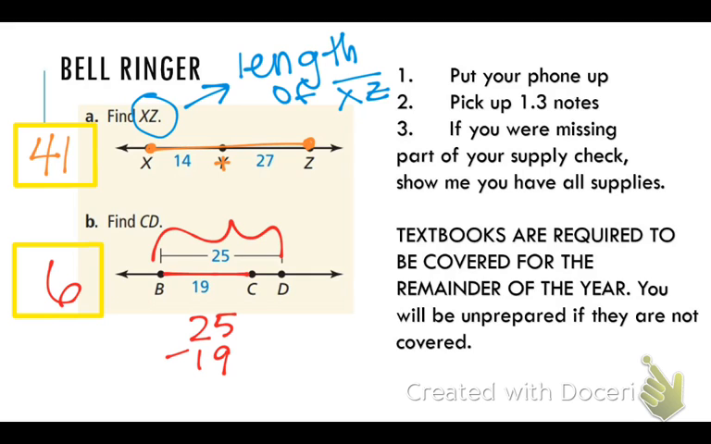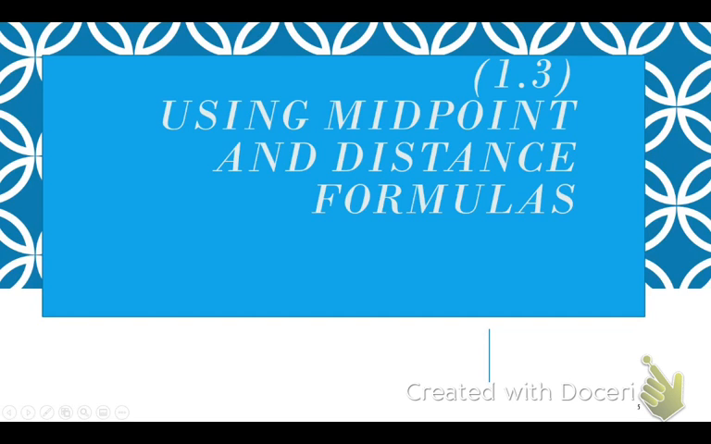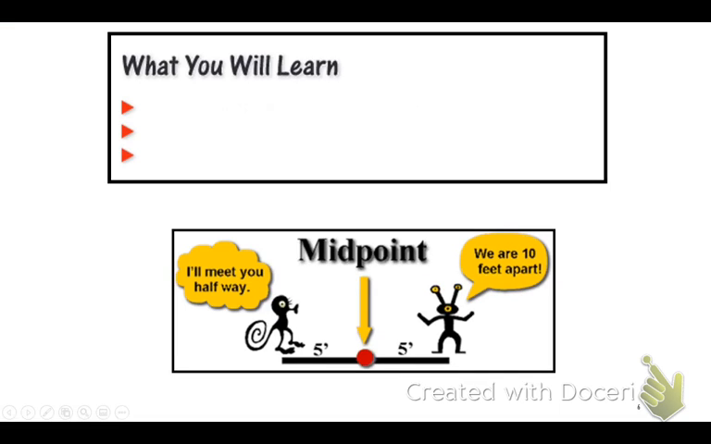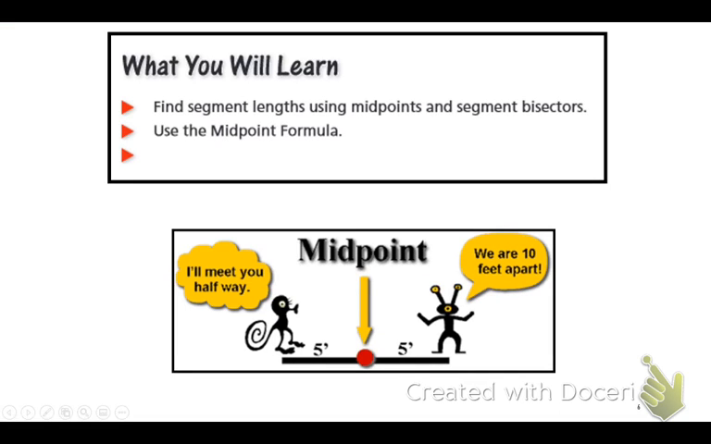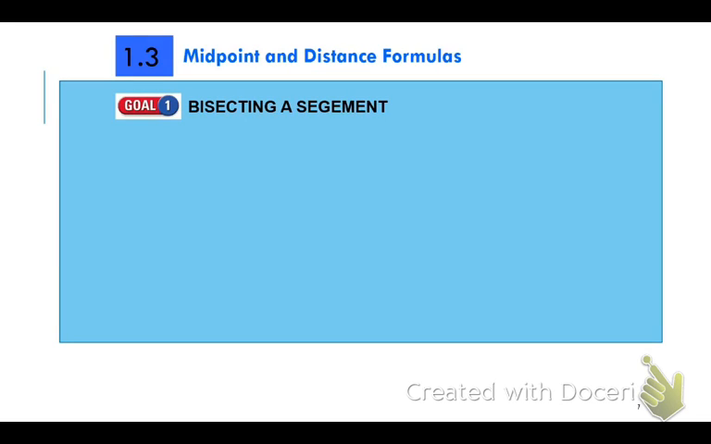So we're going to talk about 1.3. We are going to do midpoint and distance formulas, which you have done before, I think in algebra. Before we do, we're going to learn some geometry words. We're going to find segment lengths using midpoints and segment bisectors, and use the midpoint formula and the distance formula. I'm splitting this up into 2 days. We will be using the whiteboards with an activity, but first we're going to do some geometry.